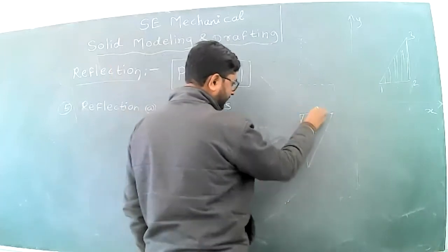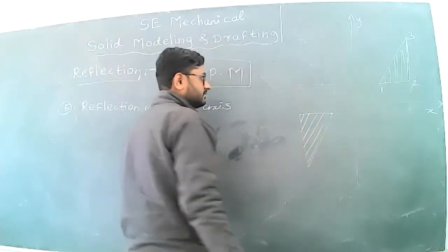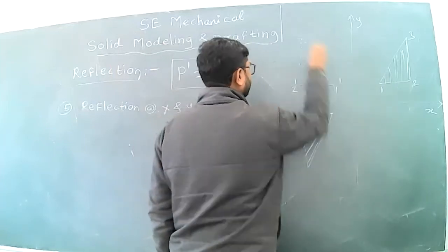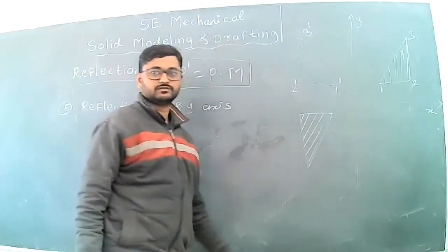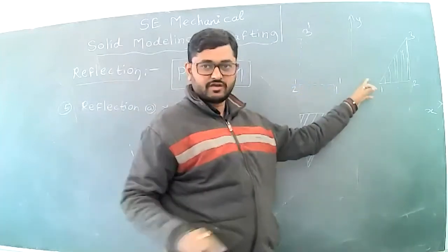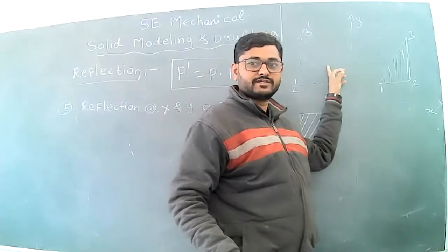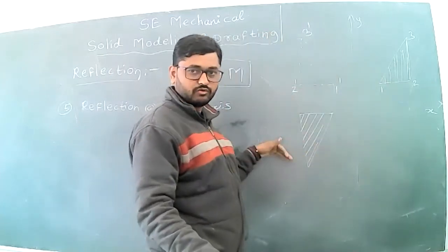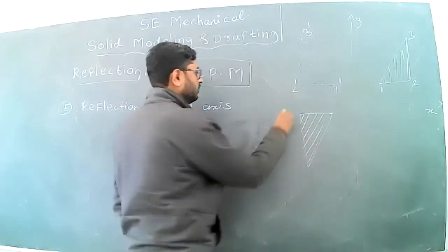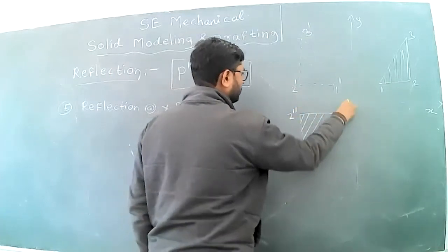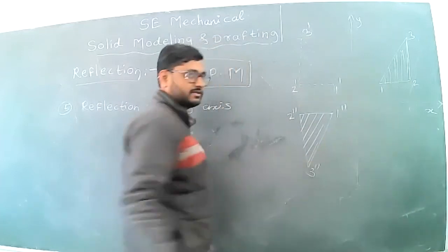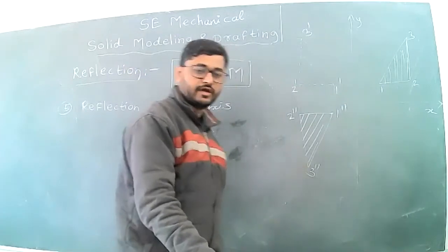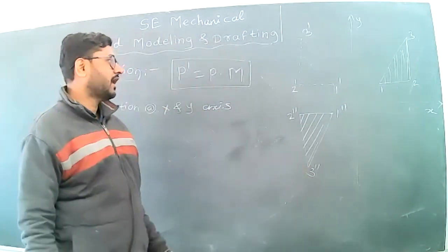This one is our reflected triangle, that is here. It is 2 dash, 1 dash, and 3 dash. In the first step, you reflect this triangle about the y-axis, and in the second step, you reflect this triangle about the x-axis as 2 double dash, 1 double dash, and 3 double dash. Double dash means you have to reflect twice.